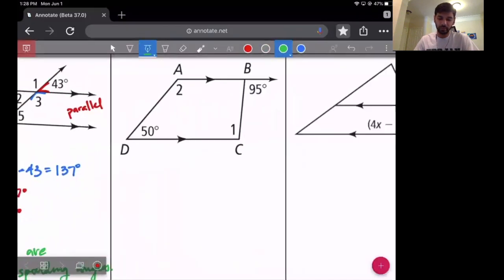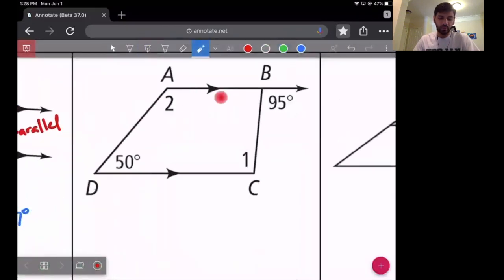All right. Let's try another example. Once again, right here we have parallel lines, and we need to figure out what angle 1 and angle 2 are. We don't know what these guys are. We're trying to figure out what those guys are. And so I need to use whatever else I know in this problem to figure that out.